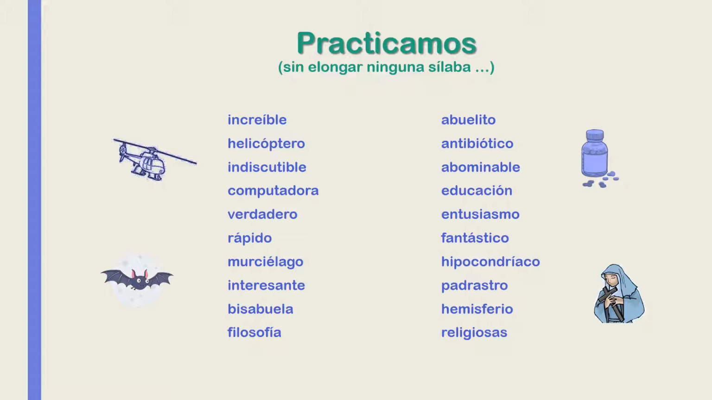Now that's a little bit tricky for me, just because in English we're so used to, if you have a syllable with extra emphasis, it also gets extra length, but not in Spanish. So what you don't want to say is increíble, or computadora, or rápido. Let's do the same thing on the right. So after me, make sure every syllable is about the same length of time.